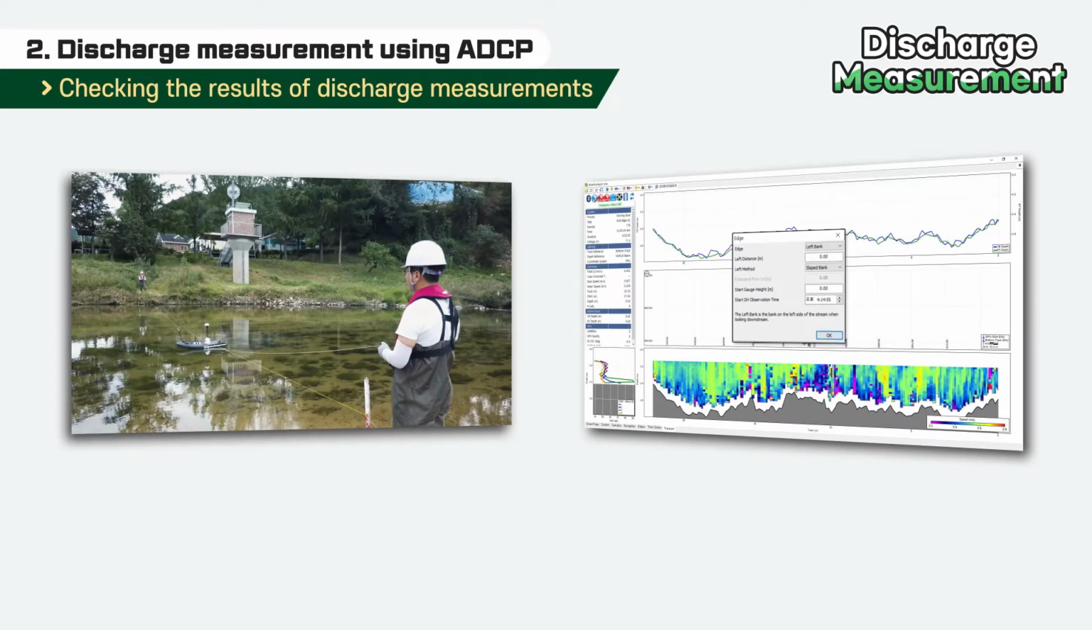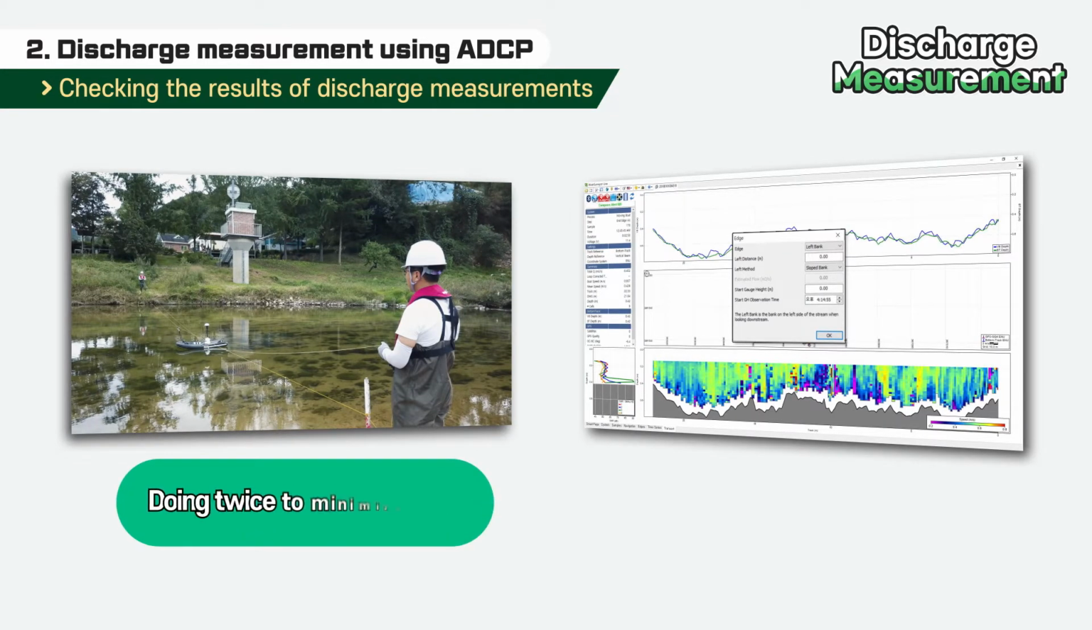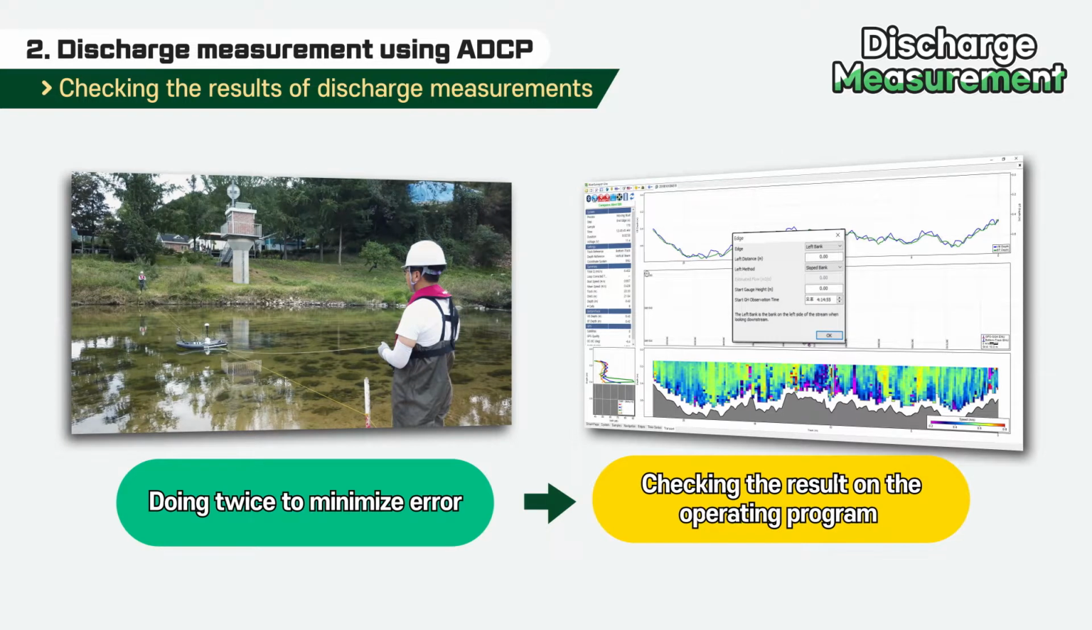Discharge measurement should be performed more than twice with a round trip to minimize errors, and the results obtained from these measurements will be found in the laptop's dedicated program for discharge measurements.